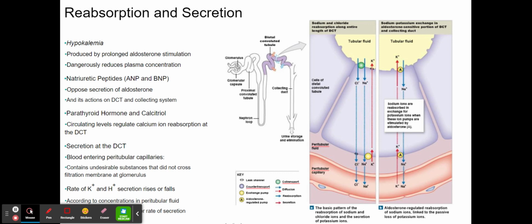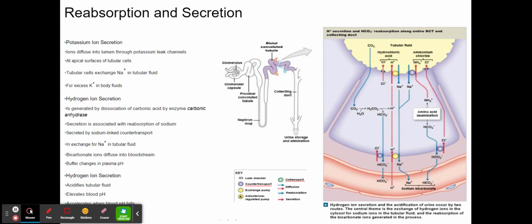The rate of potassium and hydrogen secretion increases or decreases in response to changes in their concentrations in peritubular fluid. The higher their concentration in the peritubular fluid, the higher the rate of secretion. Potassium and hydrogen ions merit special attention because their concentrations in body fluids must be maintained within narrow limits. The figure here diagrams the mechanisms of potassium secretion.